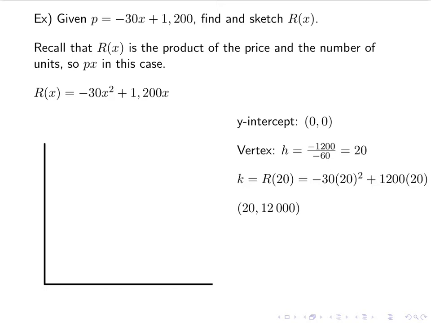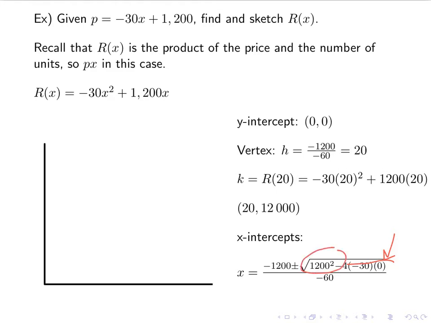Next, we're going to look at the x-intercepts. And remember that we need the quadratic formula for this. So remember, the quadratic formula is negative b plus or minus the square root of b squared minus 4ac all over 2a. So again, the nice thing about the revenue is that c is 0. So this term is going to cancel. And I'm always left with the square root of b squared, which is just b. So I'm going to have here negative b plus or minus b over 2a.